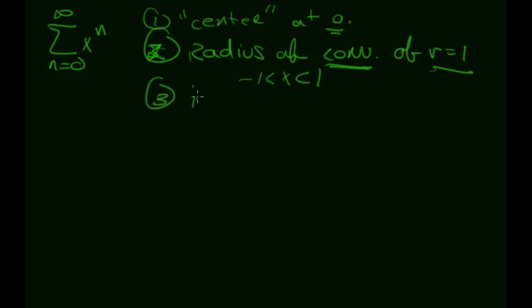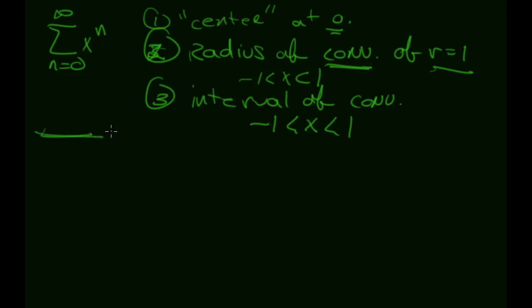Number 3, the interval of convergence is strictly -1 is less than x is less than 1. I don't get the equals here. We've proven that the boundaries here are not convergent. We showed that a minute ago. Okay, so these are 3 quick facts that I get about this series.